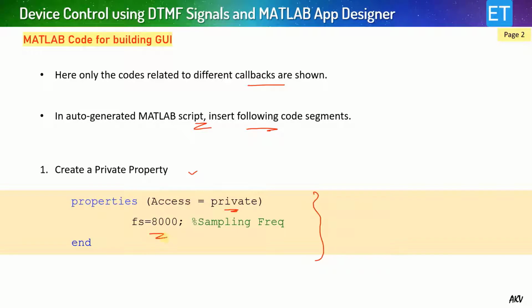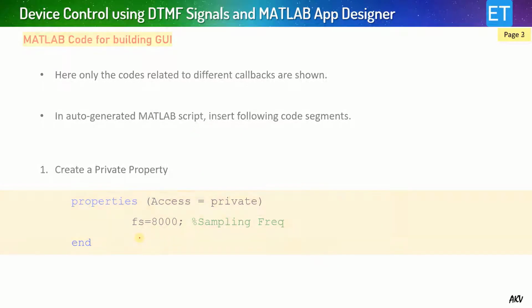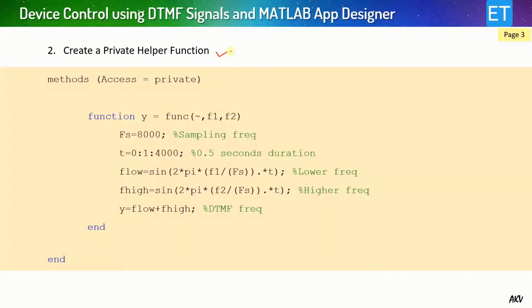And here I am defining the sampling rate, that is 8000. So this sampling rate, or this variable fs, will be used for all the callback functions for each button. After that, you just create a helper function, so that this helper function will generate the DTMF tone for each key press. So this is again of nature private, because it has to be accessed inside the app.